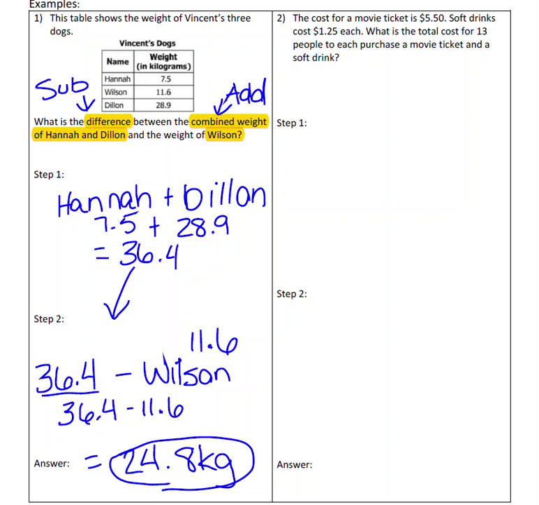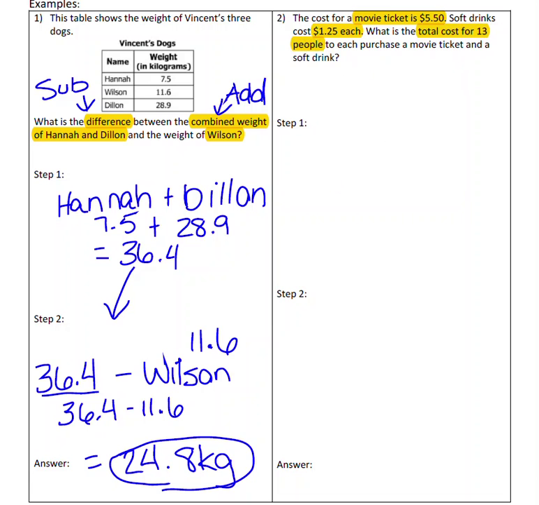Okay. If you need to, reread the problem. I know that a movie ticket is $5.50. I know that the drinks are $1.25 each. And it wants to know the total cost for 13 people to attend. Okay, so I know movies $5.50, I know the drink is $1.25, and we're assuming that they're buying both of those things. And I want to know the cost for 13 people.